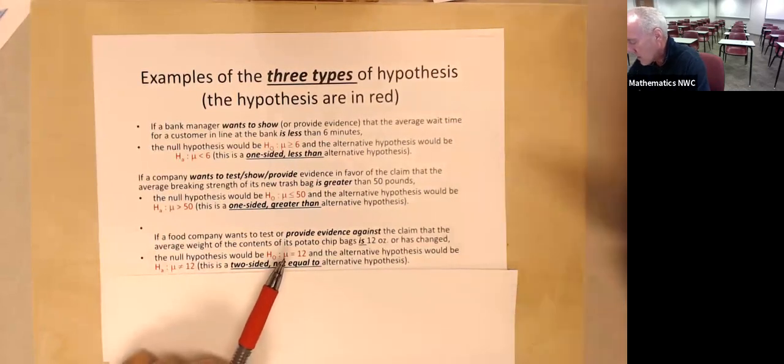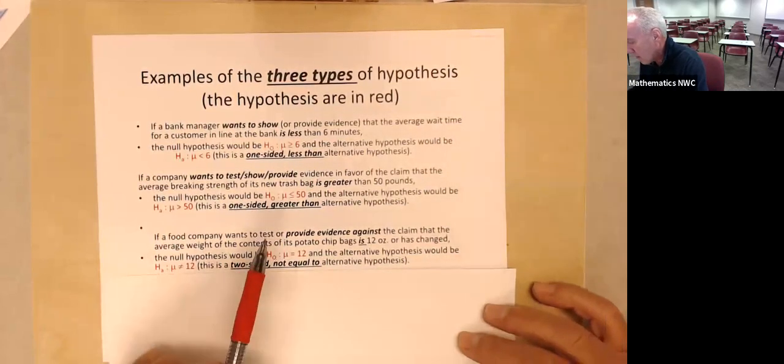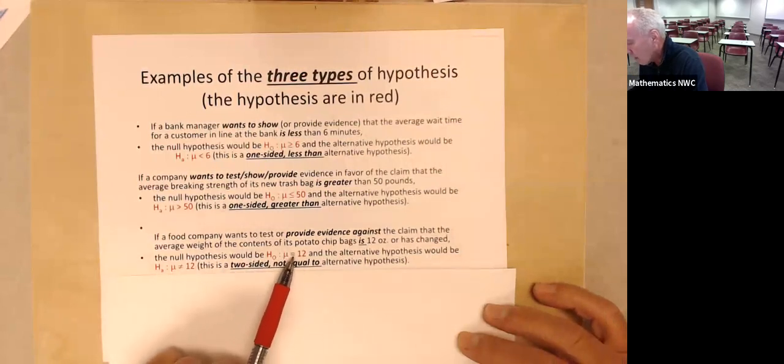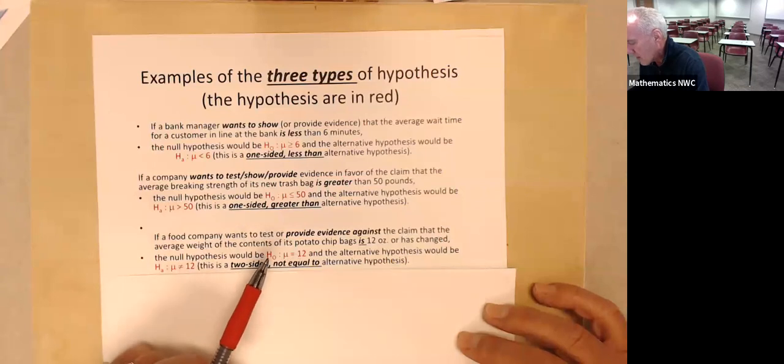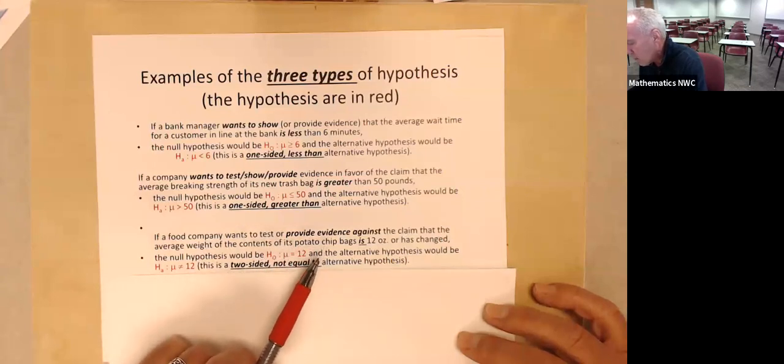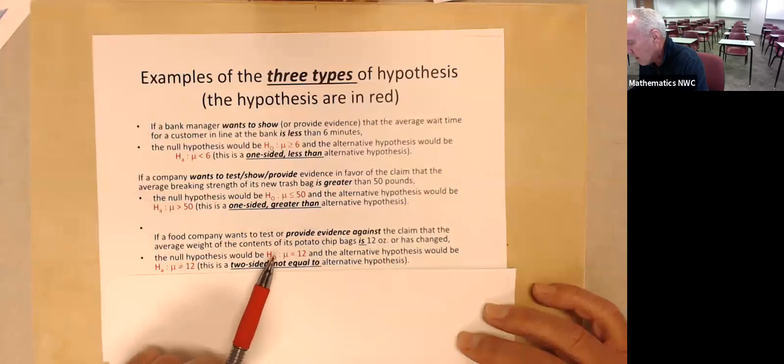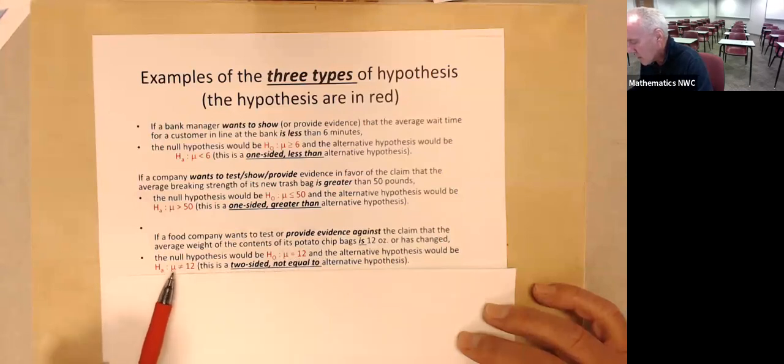the two-sided ones in some ways are kind of easy because for a two-sided one, we always make the null equal. Always make the null equal to some number. The alternative is always making the mean unequal to some number. I want to say that again. For a two-sided one, the null is always the mean equals, and the alternative is always the mean does not equal.